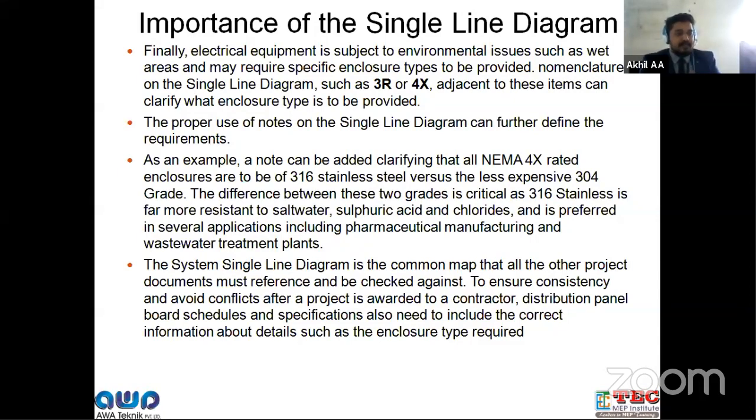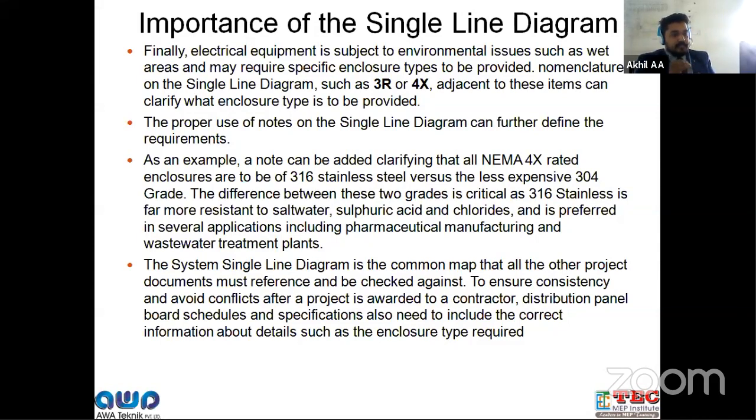Okay, as an example, a note can be added clarifying that all NEMA 4X rated enclosures are to be of 316 stainless steel versus the less expensive 304 grade. The difference between these two grades is critical, as 316 stainless is far more resistant to salt water, sulfuric acid, and chlorides, and is preferred in several applications, including pharmaceutical manufacturing and wastewater treatment plants. So you have to make sure you're following the proper specifications of the equipment you have selected.